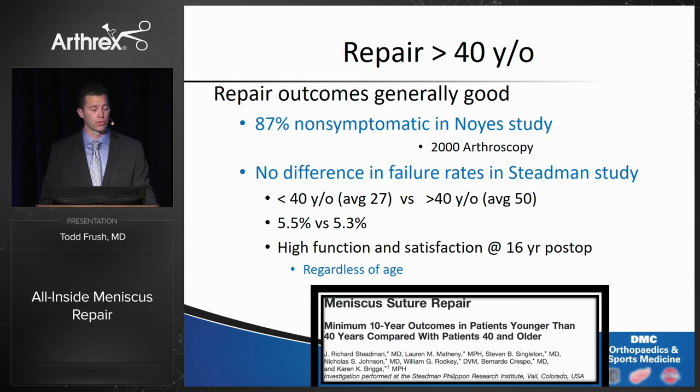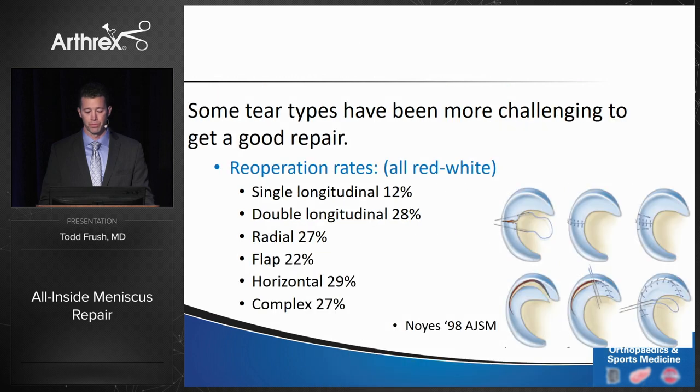I'm not really sure that that's true, as these studies have found. In patients over 40 years of age, Noyes found that after repair of their menisci, 87% were asymptomatic. And in Steadman's study, he found no difference in failure rates with patients under 40 versus those over 40, and both groups enjoyed high function and satisfaction at about 16 years post-op, regardless of age. Some tears have been a bit more challenging to get a good repair, such as radial tears at a 27% reoperation rate and horizontal at a 29% reoperation rate in Noyes's paper from 20 years ago.